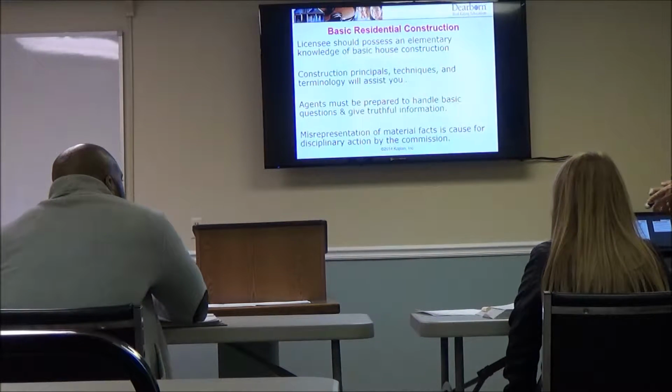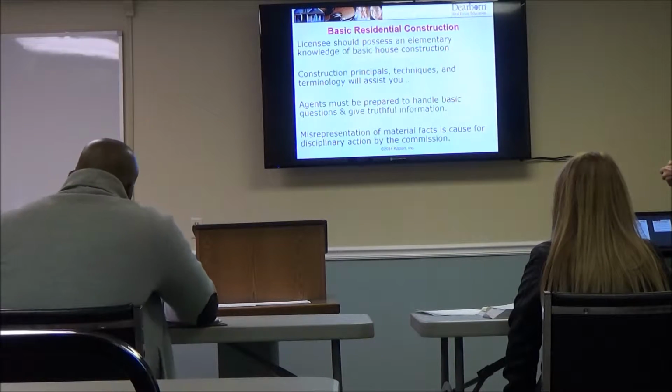Okay, you as a licensee should possess elementary knowledge of basic house construction. Now in your book, if you flip the page over a couple times, you'll see a drawing. Keep going. One more. There you go. What page is that? 382. There's a picture of a house in a framing status showing all this different nomenclature. Now, you're not required to memorize all that, but you need to be familiar with it.